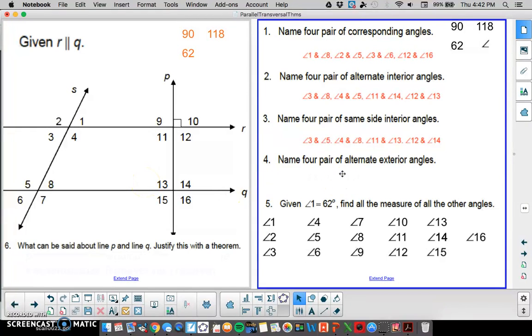4 pairs of alternate exterior angles. Okay, so again, we're just naming those angle pairs from this picture.